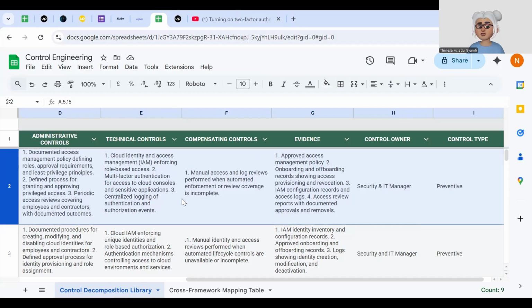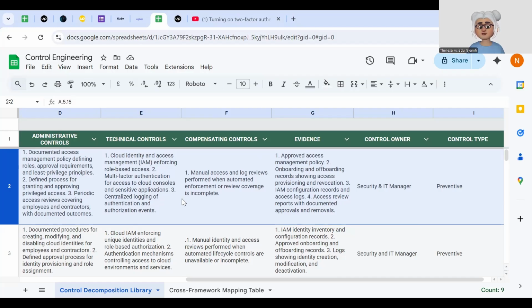Two, onboarding and offboarding records showing access provisioning and revocation. Like we said in the administrative control, we have a defined process for granting and approving privileged accesses. So we should have evidence of records where we are onboarding people to have privileged access, and we also have records of offboarding people when we no longer want them to have privileged access to a particular cloud resource. And then the third one will be identity and access management configuration records and access logs, to help buttress the first point of the technical control, which is cloud identity and access management enforcing role-based access.